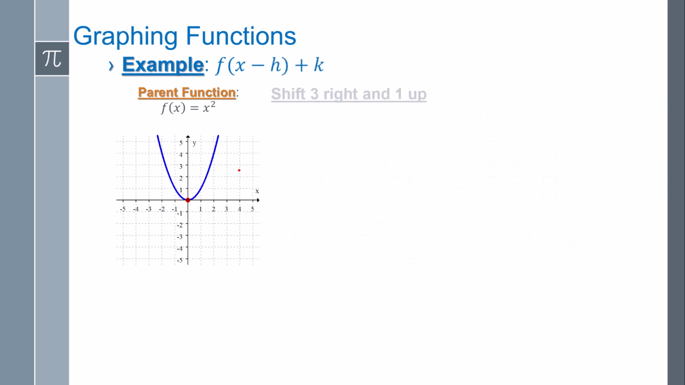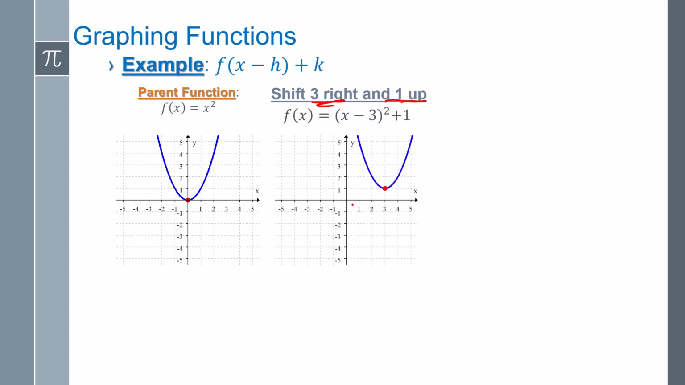Now let's put them together. What if I wanted to shift 3 spaces to the right and 1 space up? Okay, do the opposite, do the same. So to the right is the positive, so it's going to be x minus 3 squared, and then plus 1. So it shifted over 3, up 1. Every single value shifted over 3, up 1.